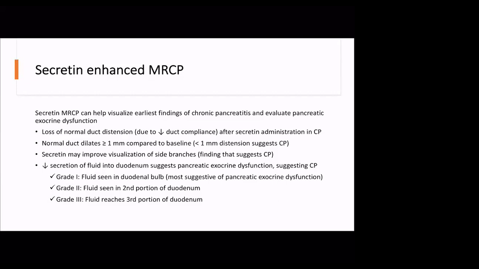Decreased secretion of fluid into the duodenum suggests pancreatic exocrine dysfunction by using the secretin enhanced MRCP. نقدر نسوي grading. Grade 1: fluid seen in the duodenal bulb، اللي هو most suggestive of pancreatic exocrine dysfunction. Grade 2: fluid seen in the second portion of the duodenum. Grade 3: fluid reached the third portion of the duodenum.